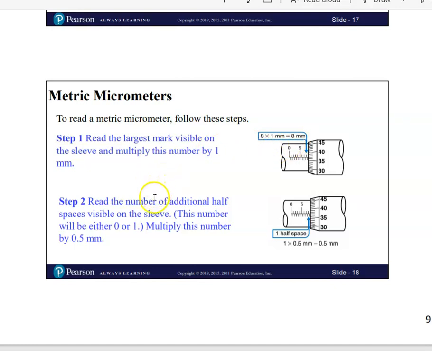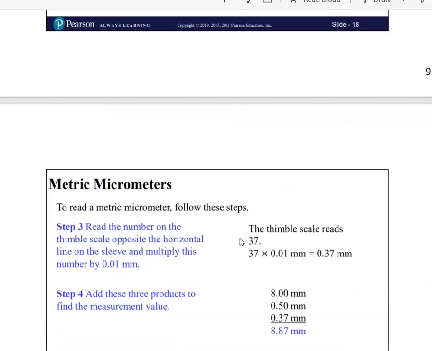Then read the number of additional half spaces visible on the sleeve. So now we're going to look at the bottom. Past 8, it looks like there's 1 half space, because 1, 2, 3 got us to 8, and it looks like we can barely see one more. We're going to multiply this number by 0.5 millimeters.